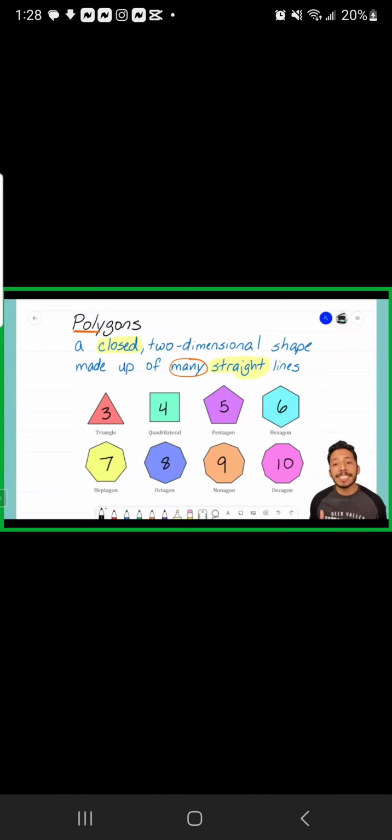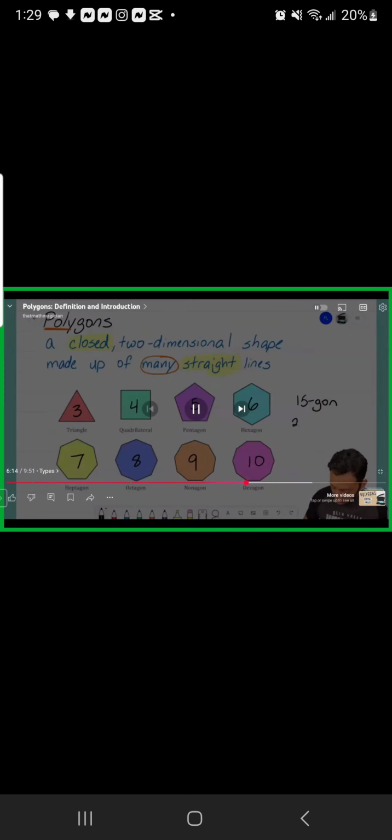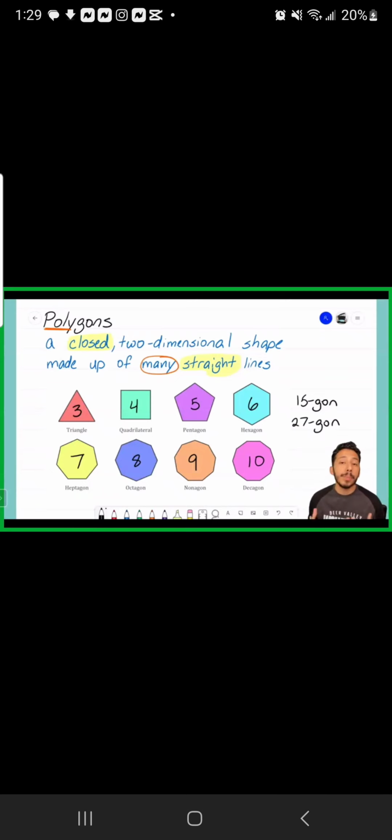And so we actually have a nice naming scheme for polygons when we get past 10 sides. And what it is, we just put the number of sides. Let's say I'm thinking about a 15-sided shape. Well, we would call a 15-sided shape a 15-gon. You notice that we're not using the actual prefix for the number 15. Instead, we would just call it a 15-gon, a 15-sided shape. Same thing with, let's say, a 27-gon. That refers to a polygon with 27 sides.